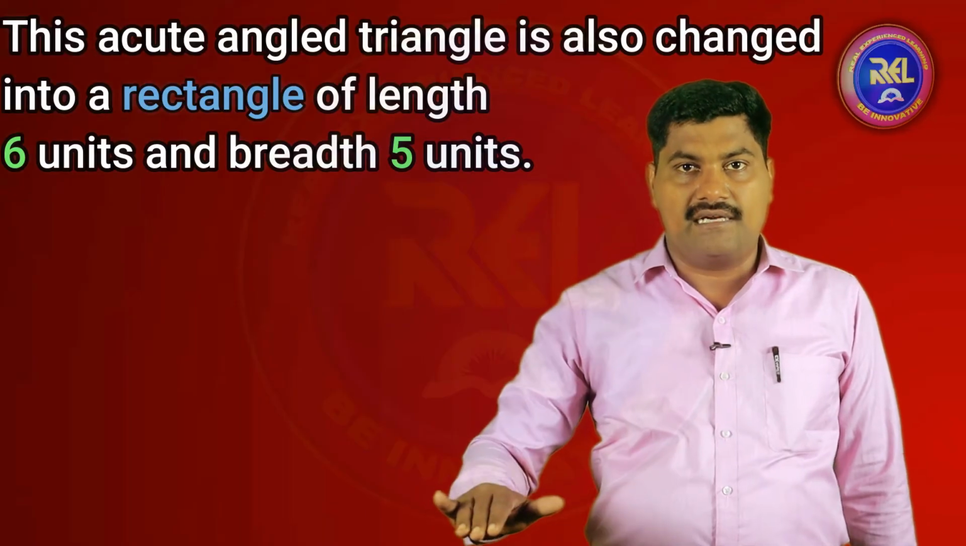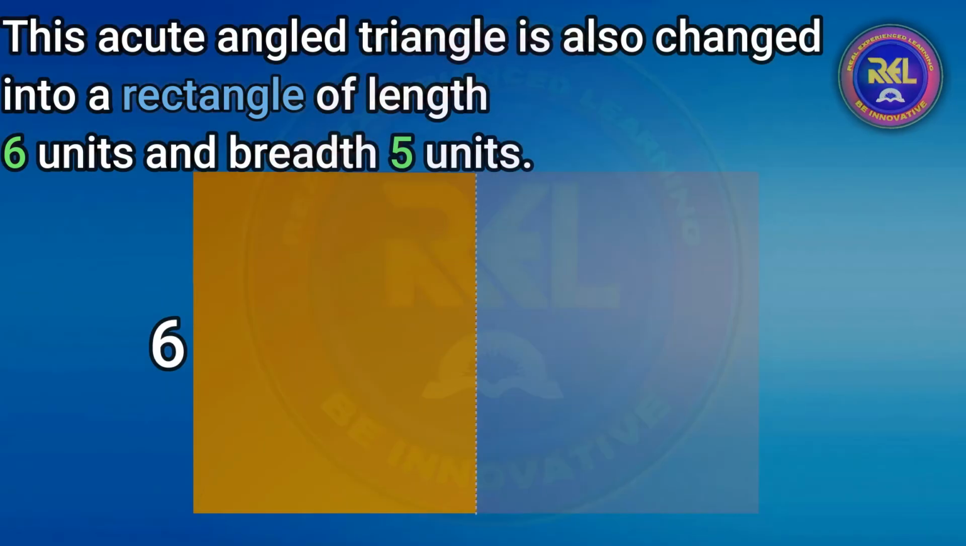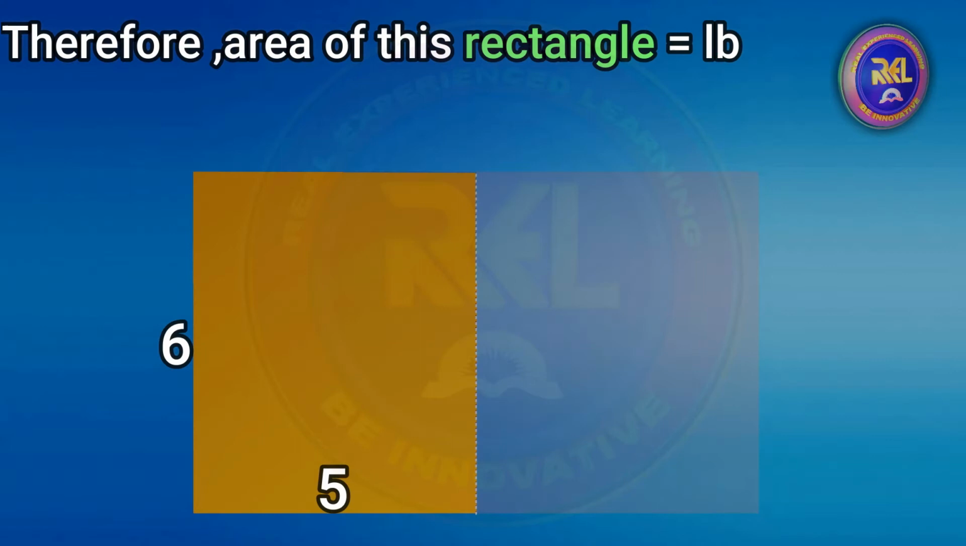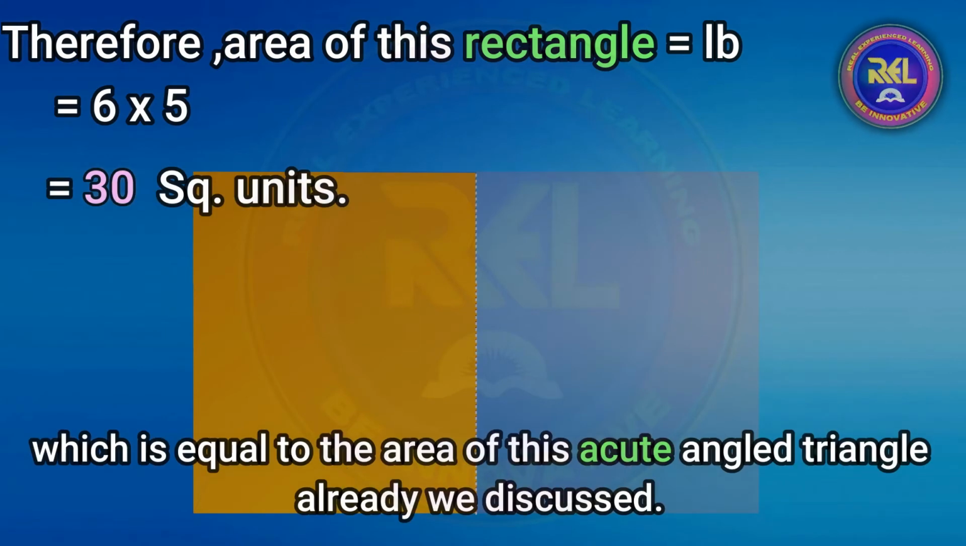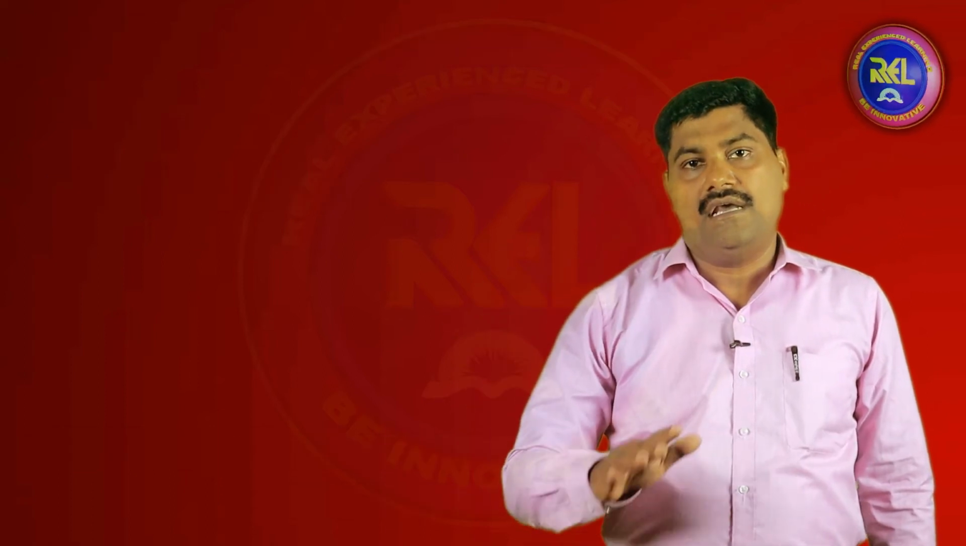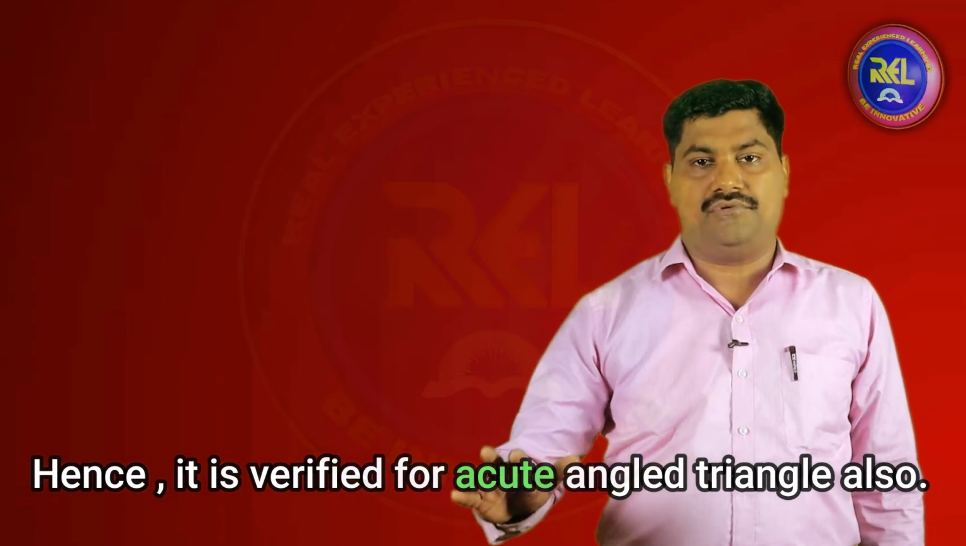This acute angle triangle is also changed into a rectangle of length 6 units and breadth 5 units. Therefore, the area of this rectangle equals LB, equals 6 into 5, equals 30 square units, which is equal to the area of this acute angle triangle we already discussed. Hence, it is verified for the acute angle triangle also.